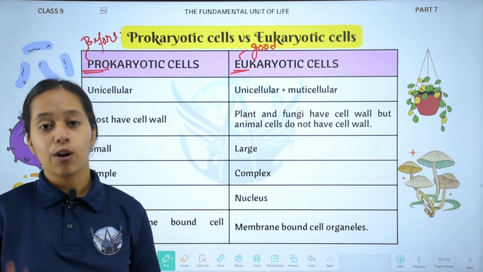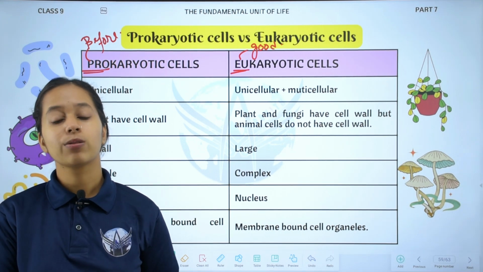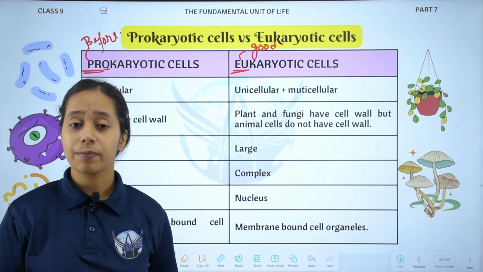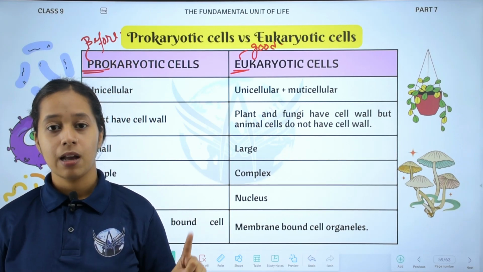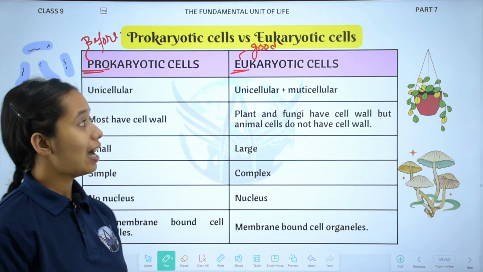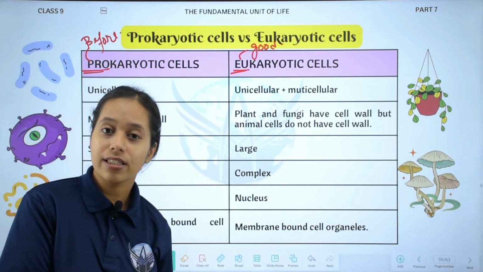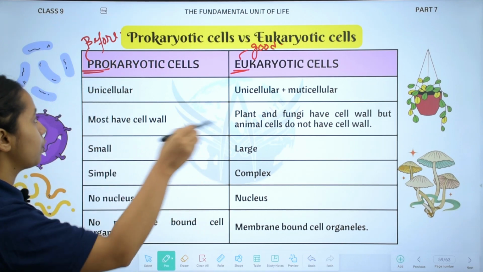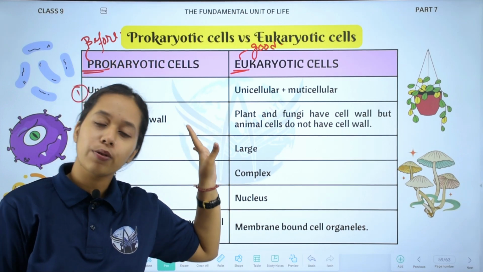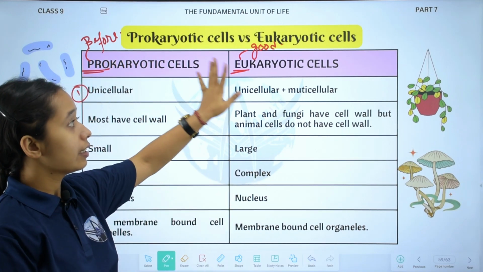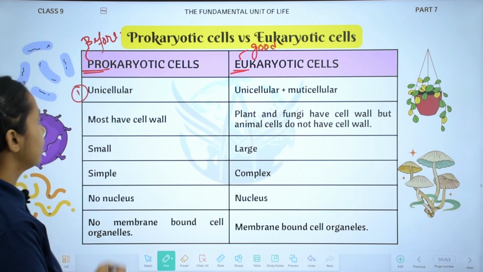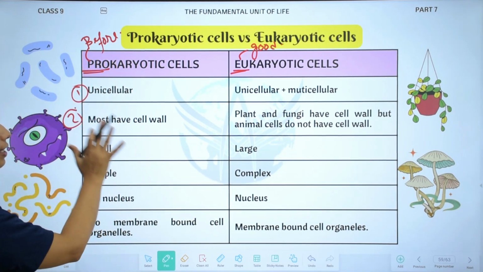So, all prokaryotes are unicellular organisms, meaning they will only have one cell. But not all unicellular organisms are prokaryotes, because eukaryotes may be both unicellular and multicellular. So our first point of difference is that all prokaryotes are unicellular, but eukaryotes may be unicellular and multicellular.